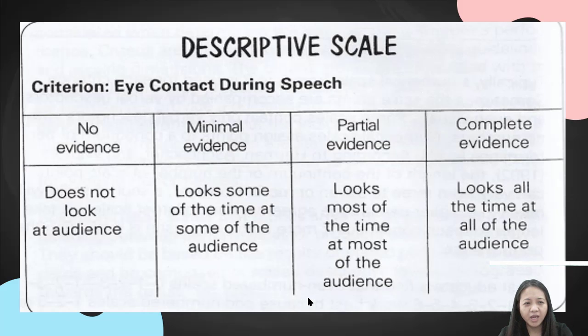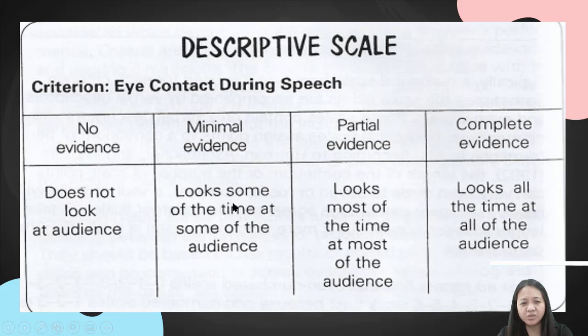And this one is the descriptive scale for eye contact during speech. You can have no evidence, minimal evidence, partial evidence, and then complete evidence. Or you can have it more detailed, like a longer one: doesn't look at audience, looks some of the time at some of the audience. This one is more detailed than the first criterion. Looks most of the time at most of the audience, and looks all the time.